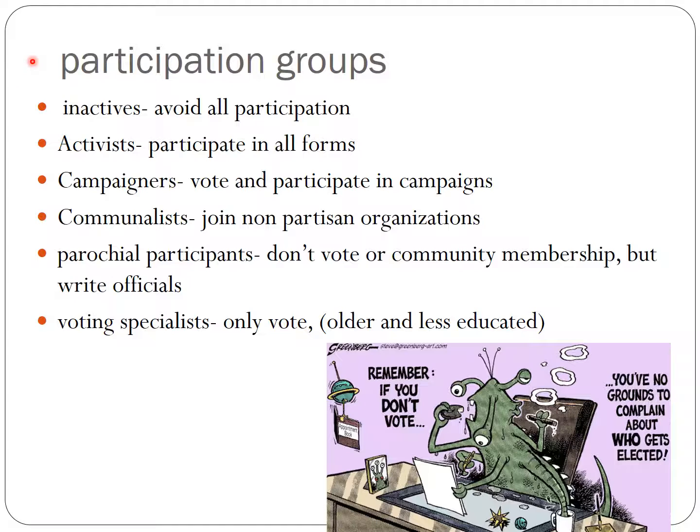We have participation groups. Inactives is a type that avoid all types of participation in politics. We have activists that participate in all forms. Campaigners vote and participate in campaigns. Communalists join nonpartisan organizations. Parochial participants don't vote or join community organizations, but write officials. And then we have voting specialists. They only vote. They're usually older and less educated.